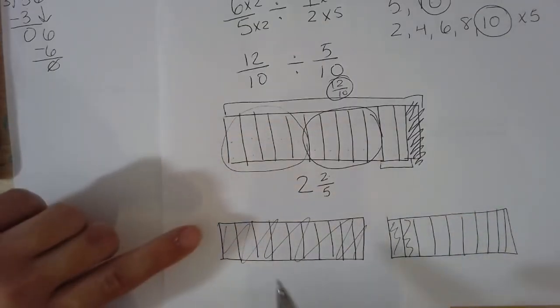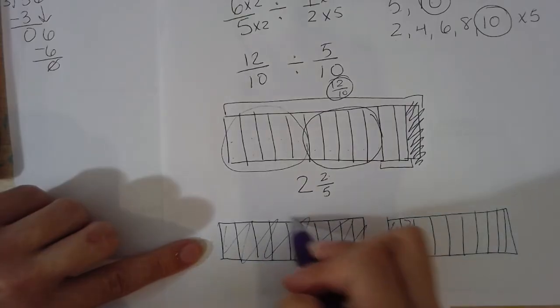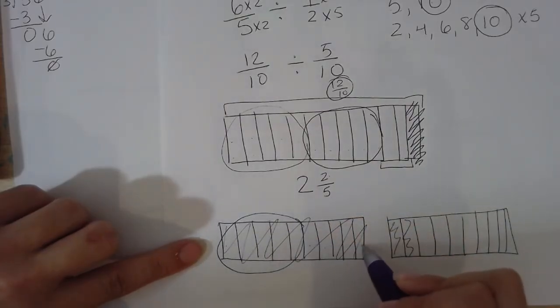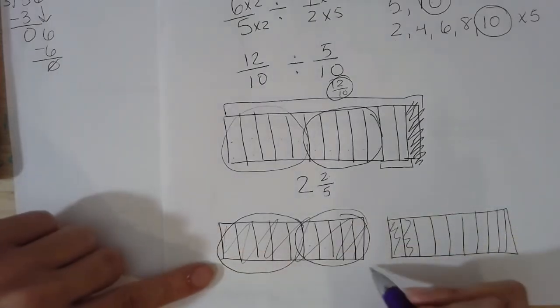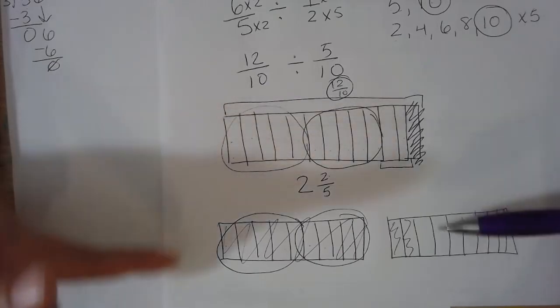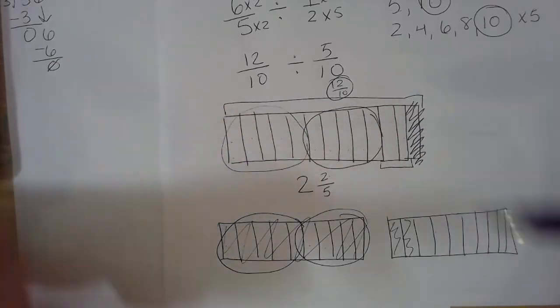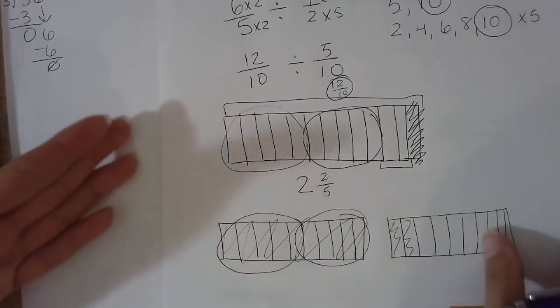I still would go through and circle groups of 5. 1, 2, 3, 4, 5. 1, 2, 3, 4, 5. 2 wholes. And then I still have these 2 pieces left. So it really is up to you on how you want it to look. I could have done the same thing with the previous example. Either way is completely acceptable.